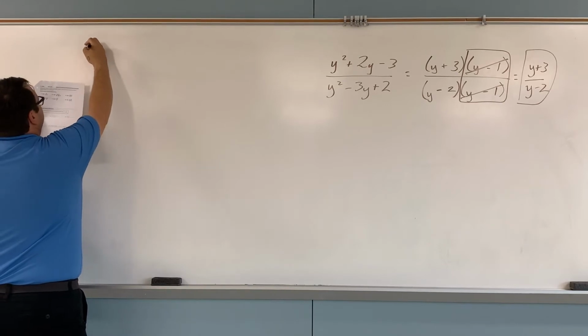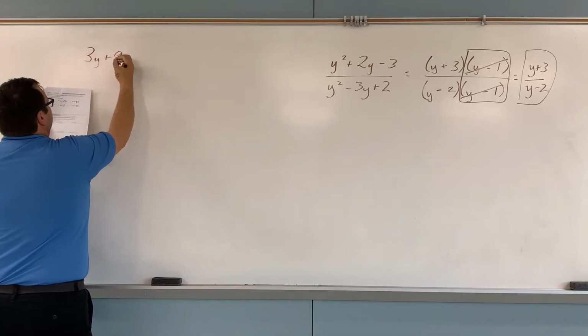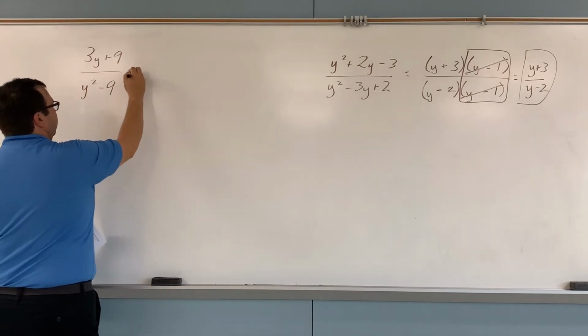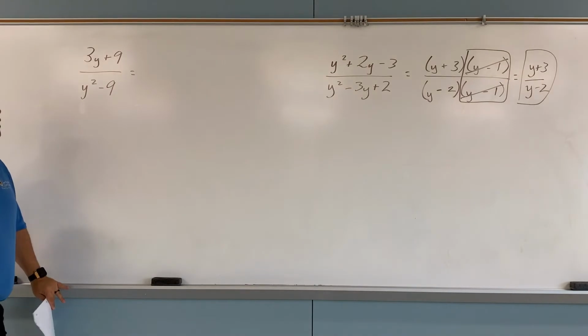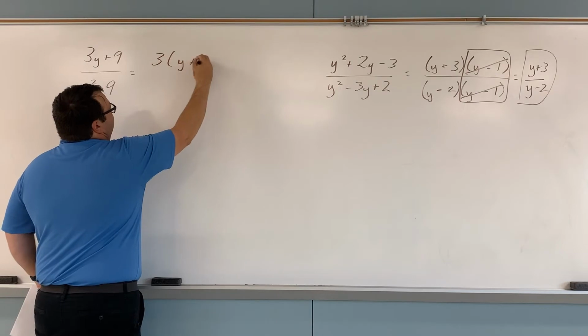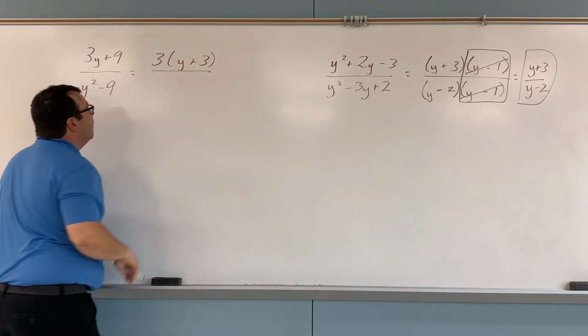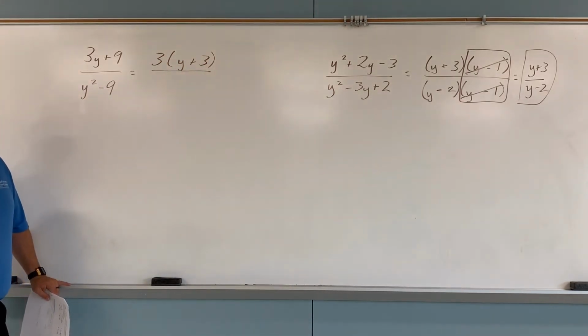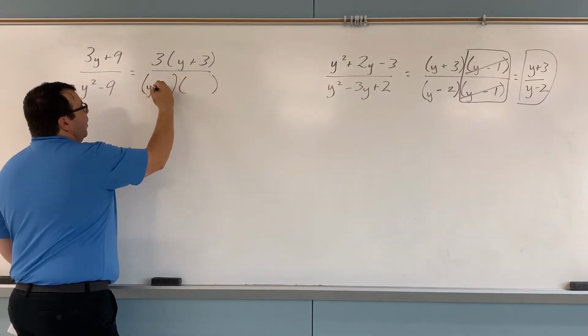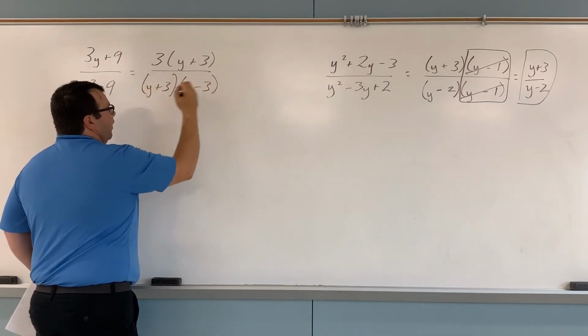This next problem, let's say I have 3y plus 9 over y squared minus 9. Okay, so the numerator, can I factor it? Sure, there's a GCF there. I can pull out 3, I'm left with y plus 3. How about the denominator? Sure, it's a difference of squares. So I can technically write this out, y plus 3 times y minus 3.